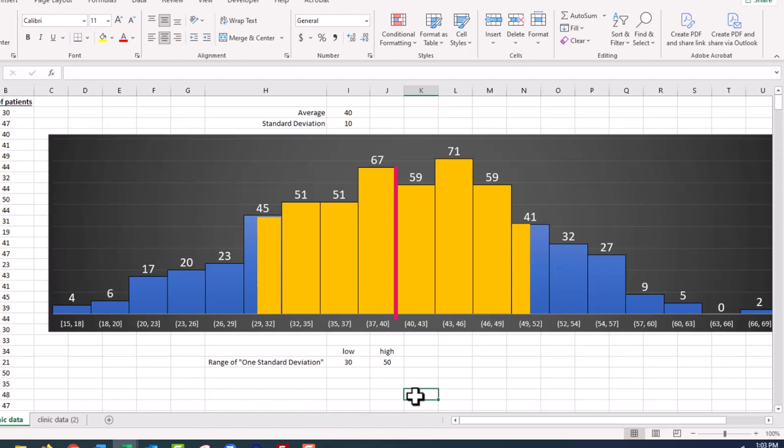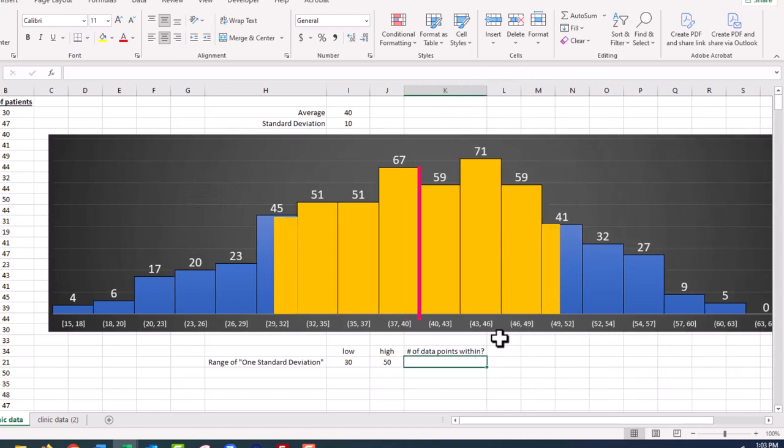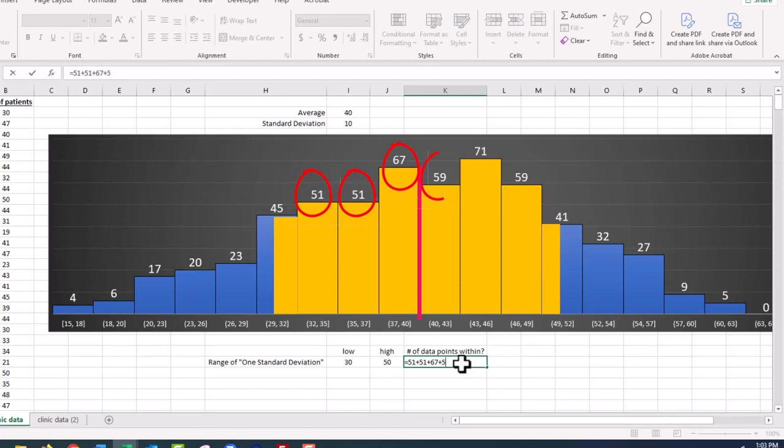So how many total data points are within one standard deviation? Well, I'll make a little label here. How about number of data points? Just a little bit larger. Okay, I'll put within as well, so that way you can see it. Okay, I'll start with the full bars. So I know that's 51 plus another 51 right next to it, plus the 67, plus the 59, plus the 71, plus the 59. Okay, I know those are all in it.